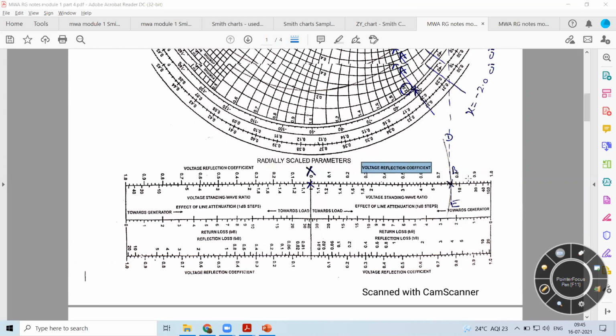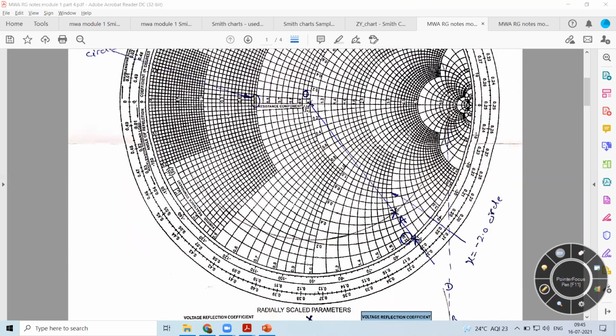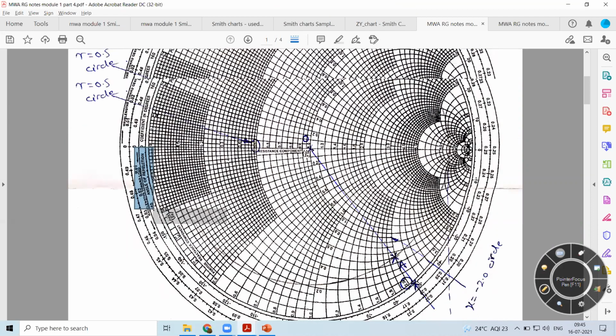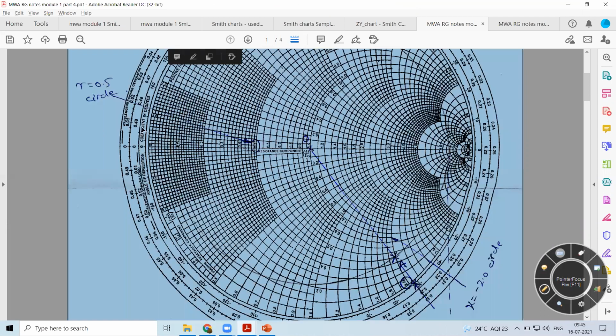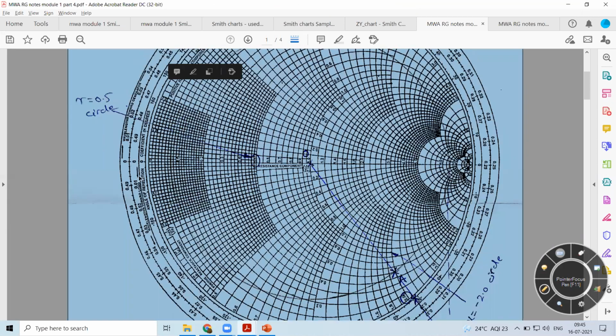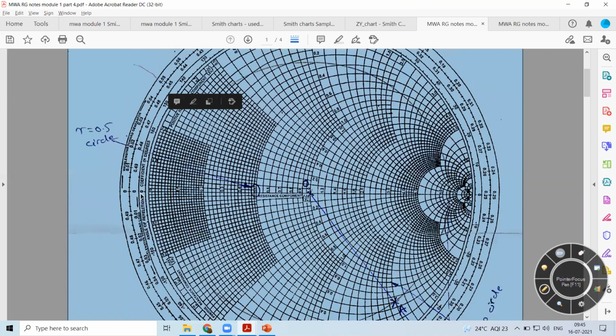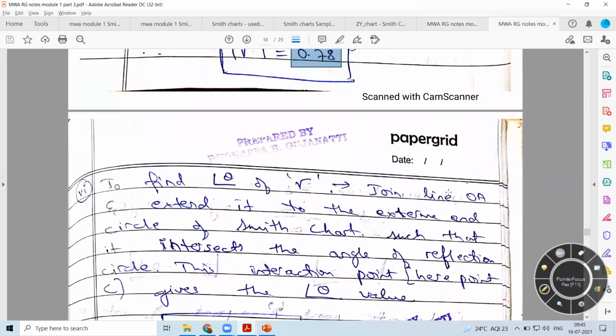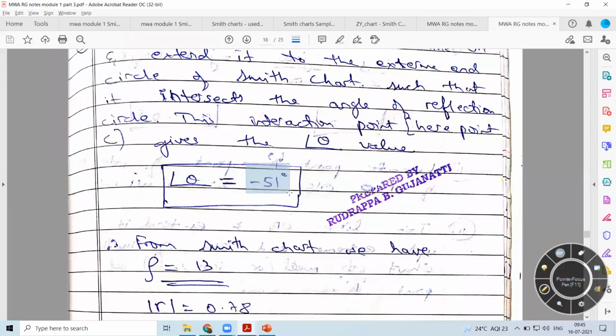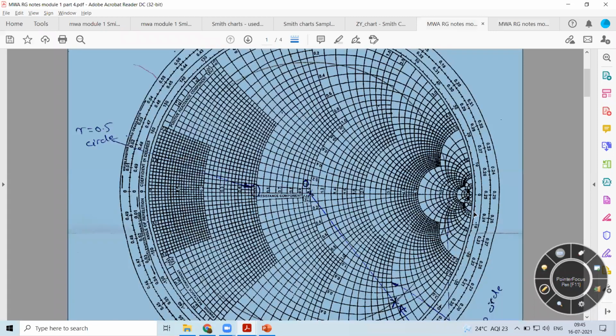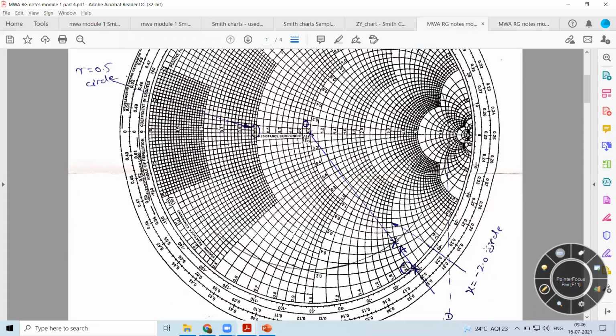Here we had seen that the angle of reflection coefficient is given on the outermost circle. You can see that there are some values specified: the angle of reflection coefficient in degrees. You start off from 0 and you move ahead. These are the values which they have provided. When I measure the angle, I'm getting it around minus 51. So how do I get that minus 51?